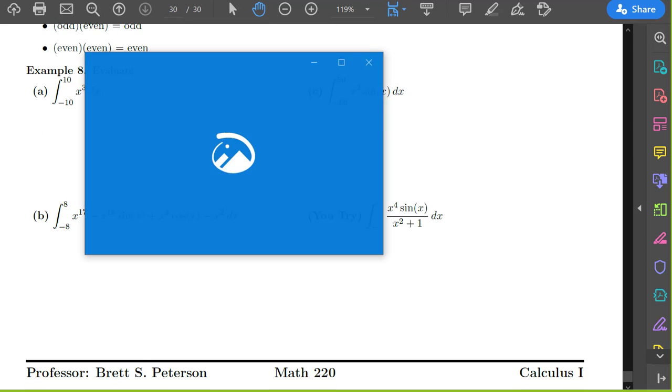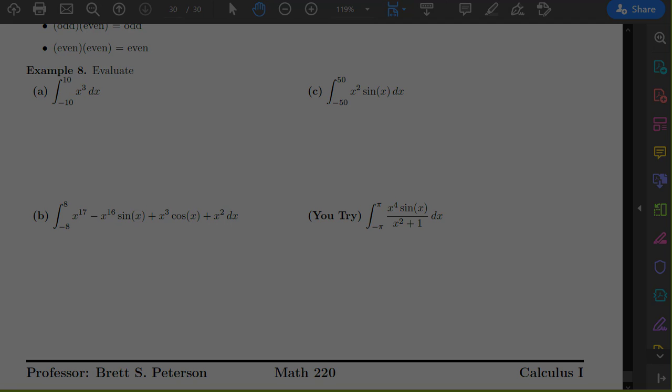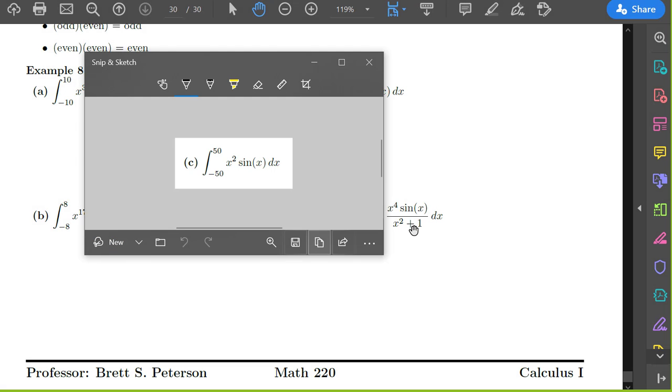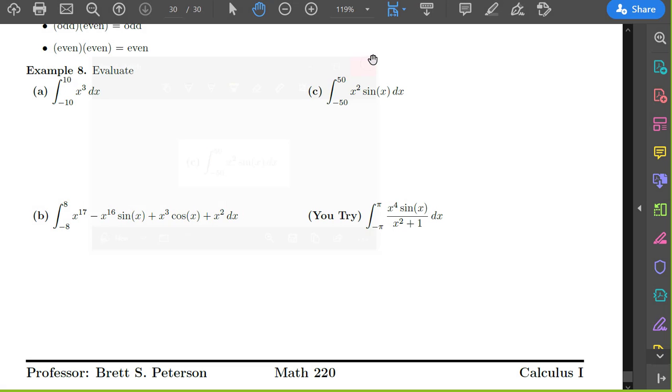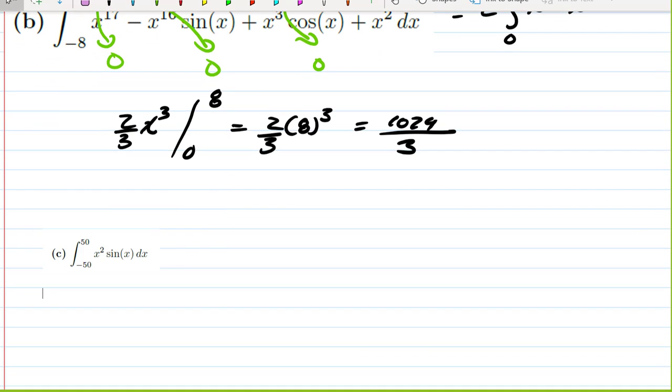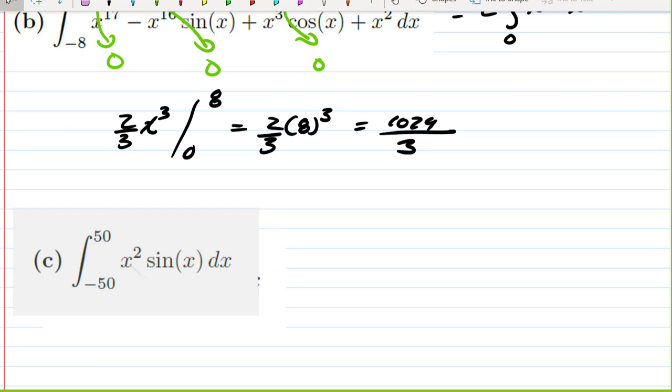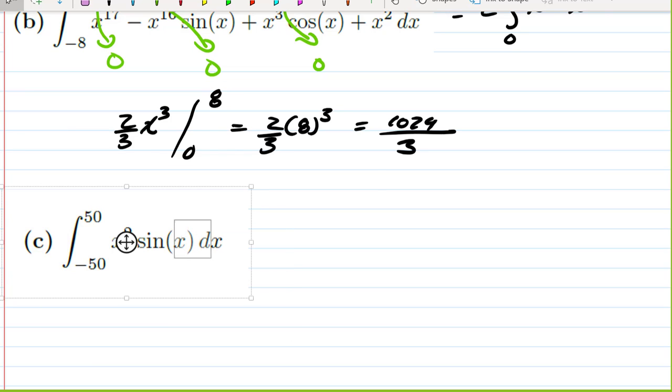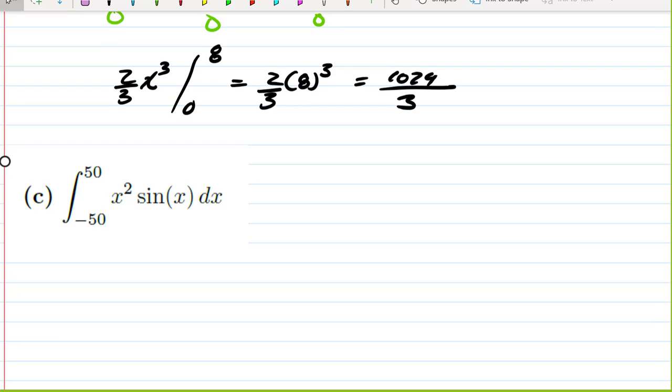So C, once again, we have the integral from negative 50 to 50 of x squared sine x. So that's an even, and sine is odd, and an even times an odd is odd. So then the value of that integral just has to be 0.